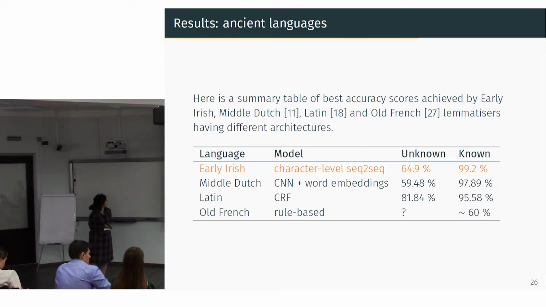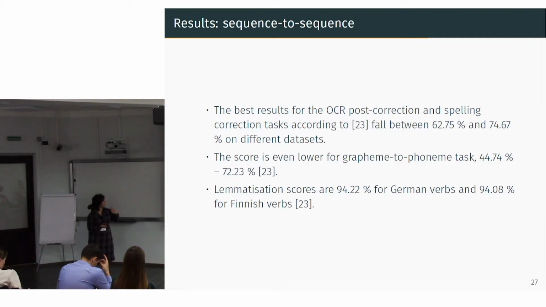Here are some models to compare. Middle Dutch, it's even worse. Here the CNN and Gordon Manning. Latin with the CRF is a bit better, but the data is better as well. And French is full weighting and directly comparable as well. Just so you know. Okay, and some results of sequence-to-sequence models for different tasks, like OCR, course correction, grapheme to phoneme, monetizations.